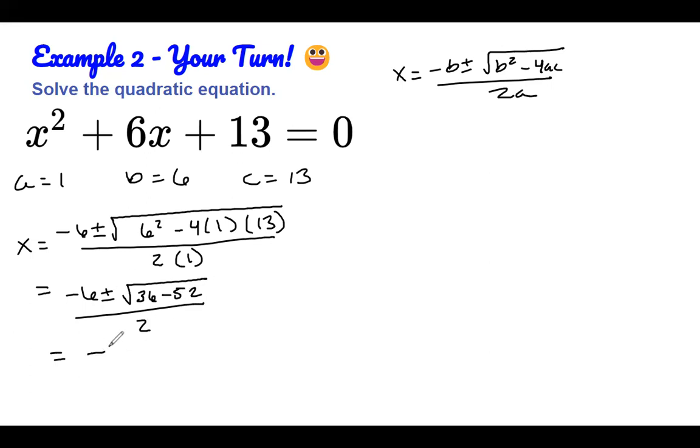And 52, so we have negative 6 plus or minus square root of 36 minus 52. So it's going to be negative 16 all over 2. All right, let me go ahead and bring everything over here. What do I do next, Caleb? Oh, no, I'm sorry.